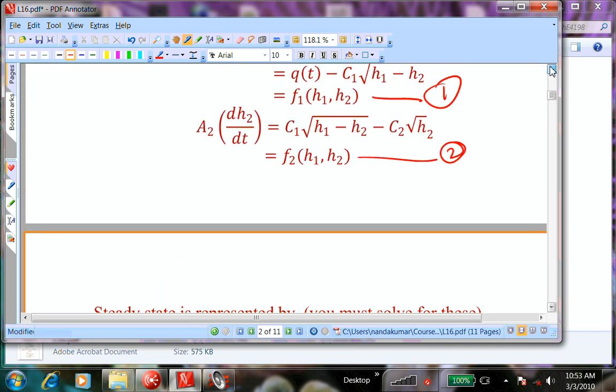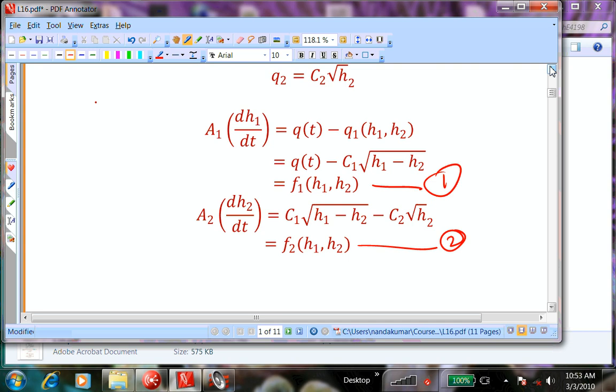Okay. So again, let me switch back for you to take a peek at the two functions. Q minus C1 times square root of h1 minus h2 is the first function. And C1 times square root of h1 minus h2 minus C2 times square root of h2 is the second function. So C1, C2, and Q are numbers. Q can actually be a function, but for steady state purposes, as long as you keep the inlet flow rate constant, the outlet heights would be constant. So Q in that respect is going to be a constant.